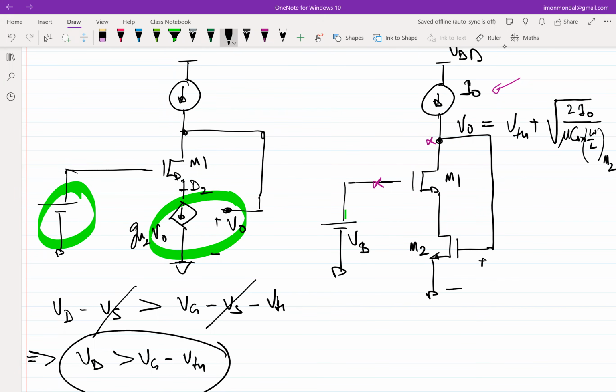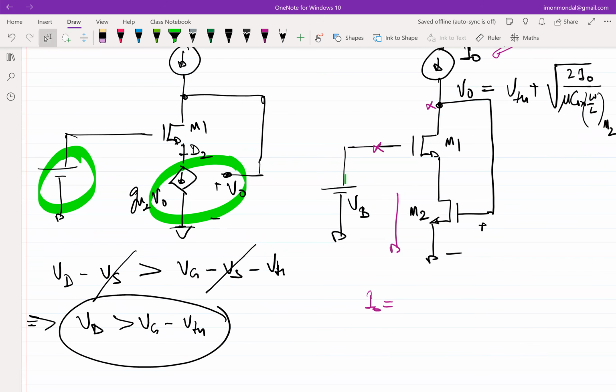It need not be diode connected, right? No. Is it required to be diode connected? What is the current through M2? If things are working properly, what is the current through M2? I0, right? Then in terms of VGS of M2, what is the equation of I0?